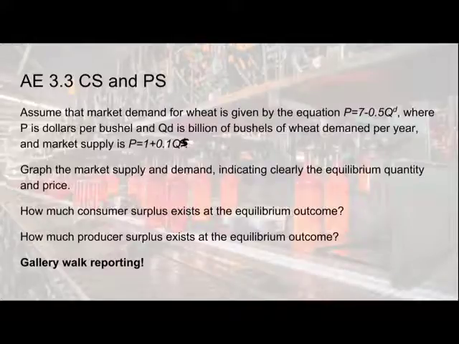And I ask you to graph the market supply and market demand, and to indicate clearly the equilibrium quantity and price, how much consumer surplus exists at the equilibrium outcome, how much producer surplus exists at the equilibrium outcome. So here we go.